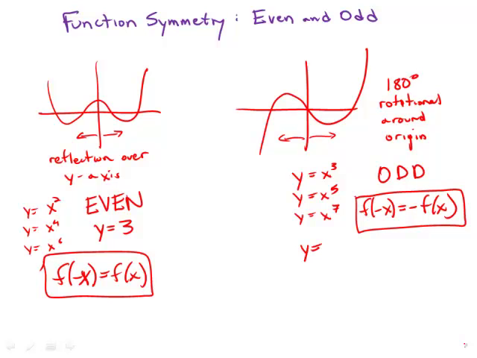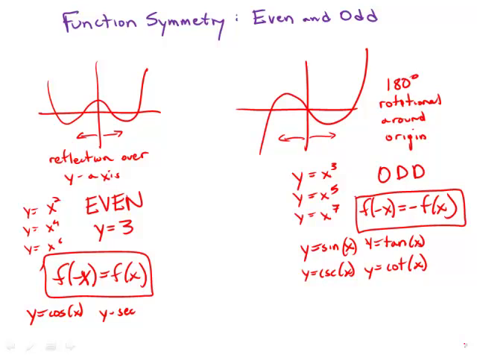So, for example, y equals sine x, y equals tangent x, sine, tangent, cosecant, and cotangent, all of those are odd functions, whereas y equals cosine x and y equals secant x, those are both even functions. So it's very important to remember even and odd.